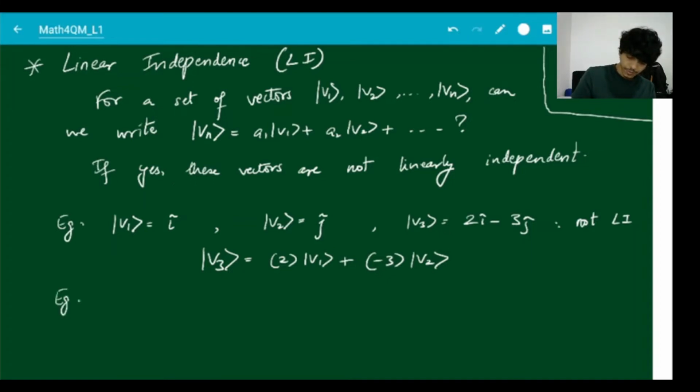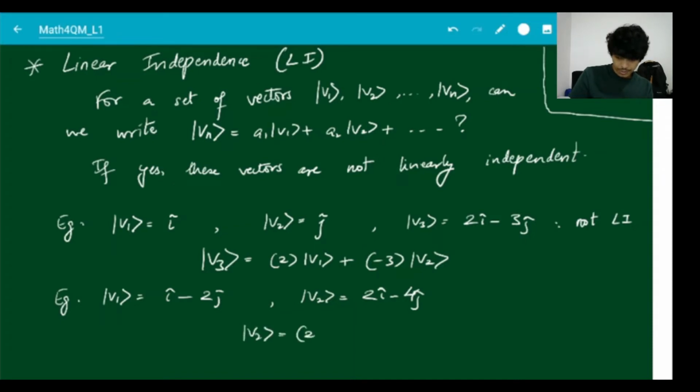Let's take one more example. Suppose I take the vector v1 as i minus 2j, and the vector v2 as 2i minus 4j. Then you can see that v2 is just the scalar 2 times the vector v1. So I can write one of them in terms of the other. Of course, I could also have said v1 is half times v2. That's also perfectly fine. Point is, you can write one of them in terms of the other ones. Therefore, this set of vectors is also not linearly independent.